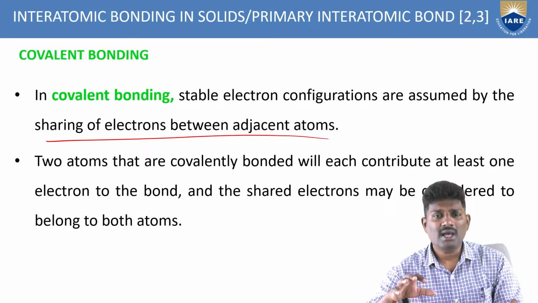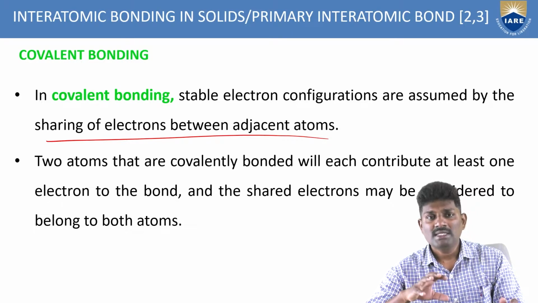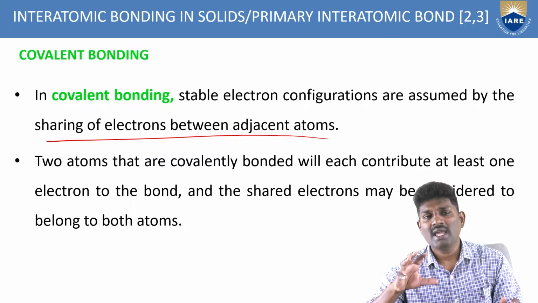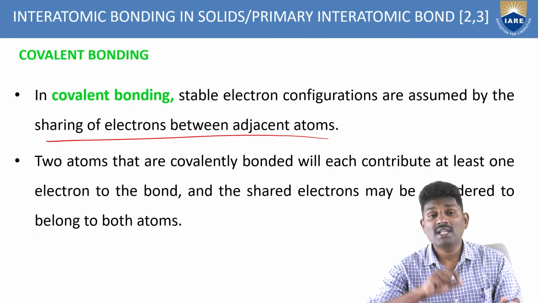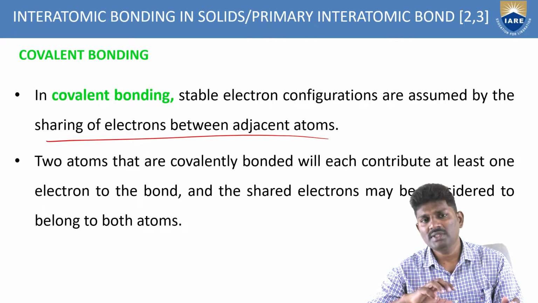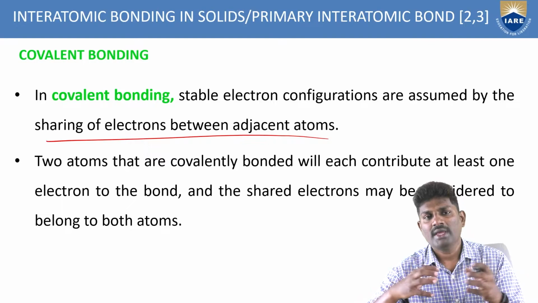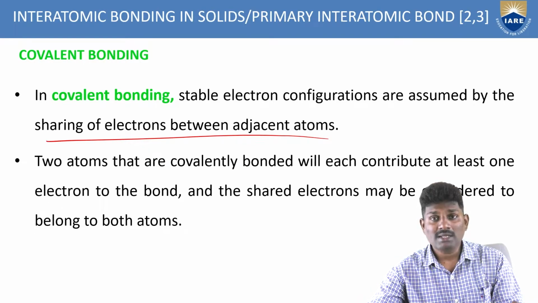Okay, when coming to the ionic bond, what is happening? There is a difference in charges. Because of the difference in charges, there is an attractive force. But in the covalent nature, you have the sharing of electrons. So in that way, you will share electrons from one material to the other material, so that you will have a good bonding energy. So two atoms that are covalently bonded will each contribute at least one electron.